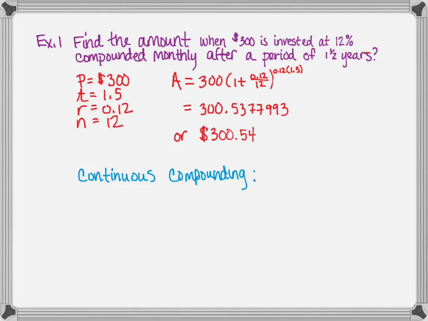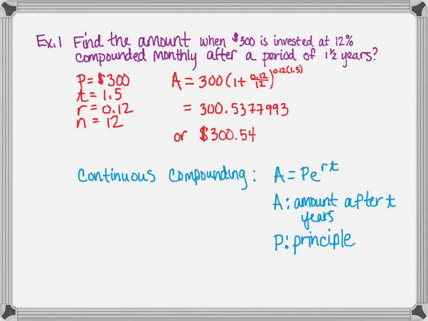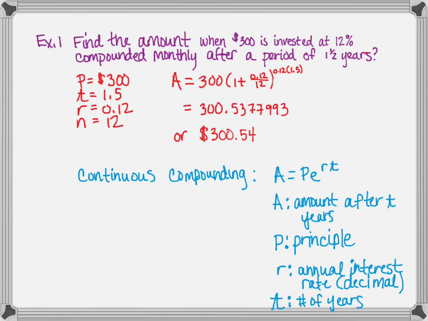There's another formula for when interest is compounded continuously. This formula is A equals P times e to the RT, where A is the amount after T years, P is again the principal, R is the interest rate as a decimal, T is the number of years, and e is the number e.